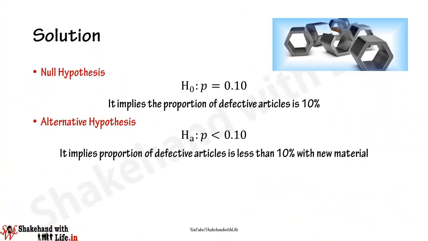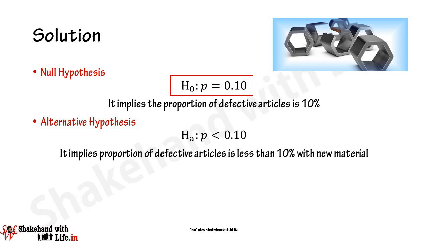Now, on the basis of given parameter, can you accept the claim of the supplier at 1% level of significance? Now, to solve this problem, first you have to state the null and alternative hypothesis. And the null hypothesis will be the proportion of defective articles is 10% in the production process with the running raw material. So you can state the null hypothesis as H0 such that P equal to 0.10. It implies the proportion of defective articles is 10%.